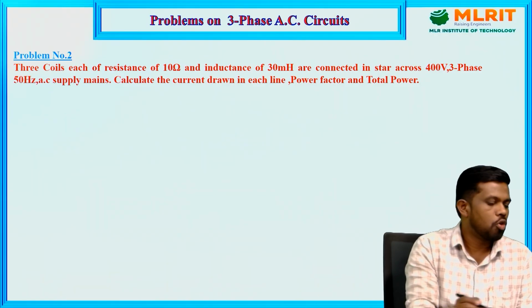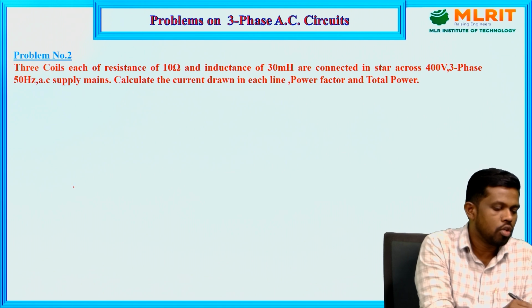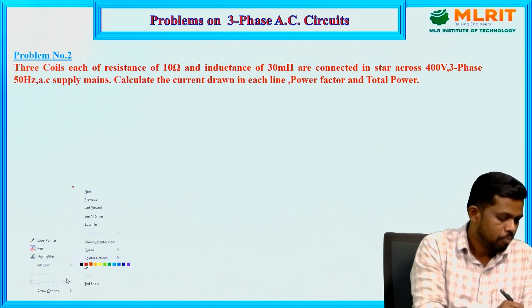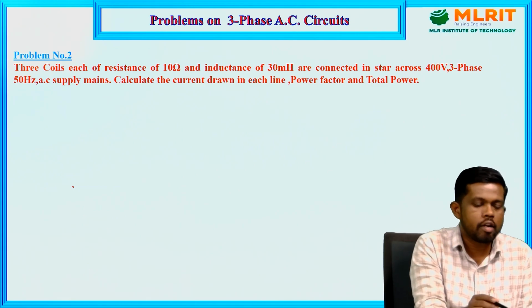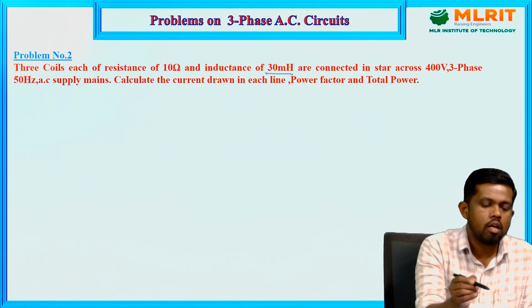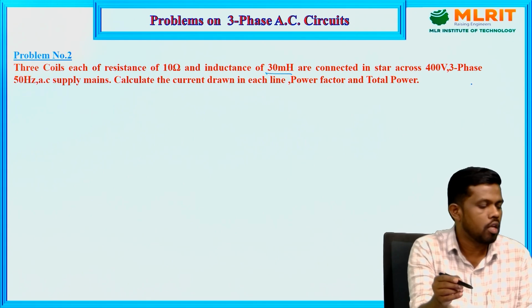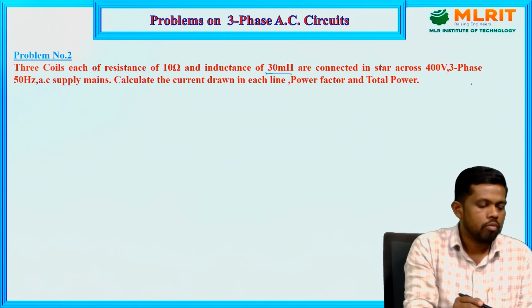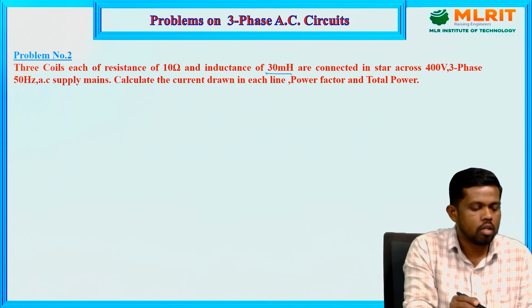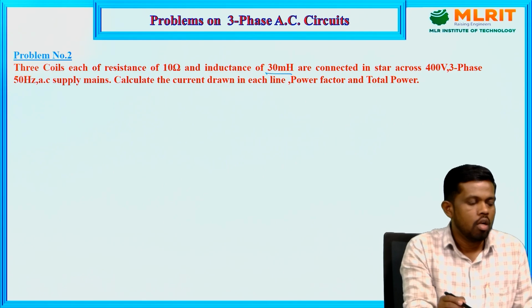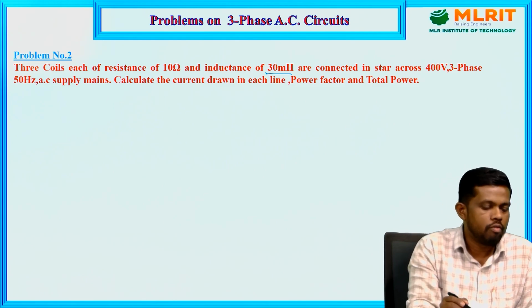Next we will go to question number 2. 3 coils, each of resistance 10 ohms, and inductance of the coil 30 millihenry, are connected in star across a 400 volts, 3 phase, 50 hertz supply. We need to calculate the current drawn by each line, the power factor of the system, and the total power taken by the whole network. So these 3 things we need to find.